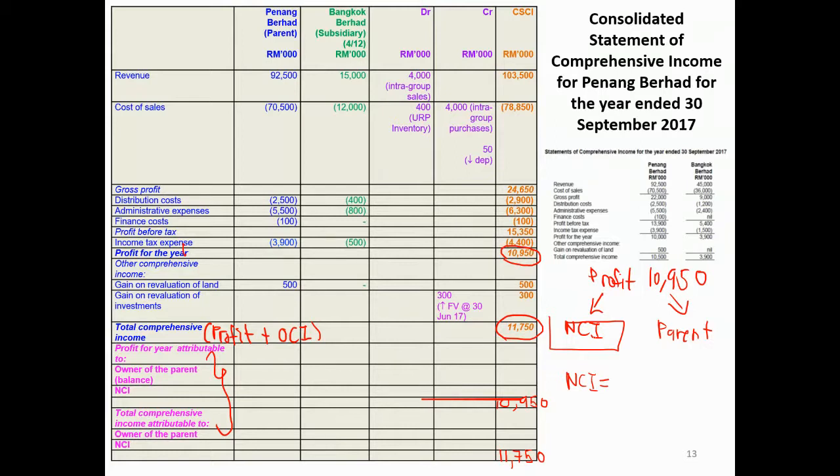Very good. How do you calculate for NCI? You always refer to profit for sub C. So Bangkok's profit for the year is 3.9 million, right? Correct. Okay, good, 3.9 million. We know that your classmate already learned that this 3.9 million is for the whole year. The group only operates for 4 months. So you have to times 4/12. Okay, this is very good.